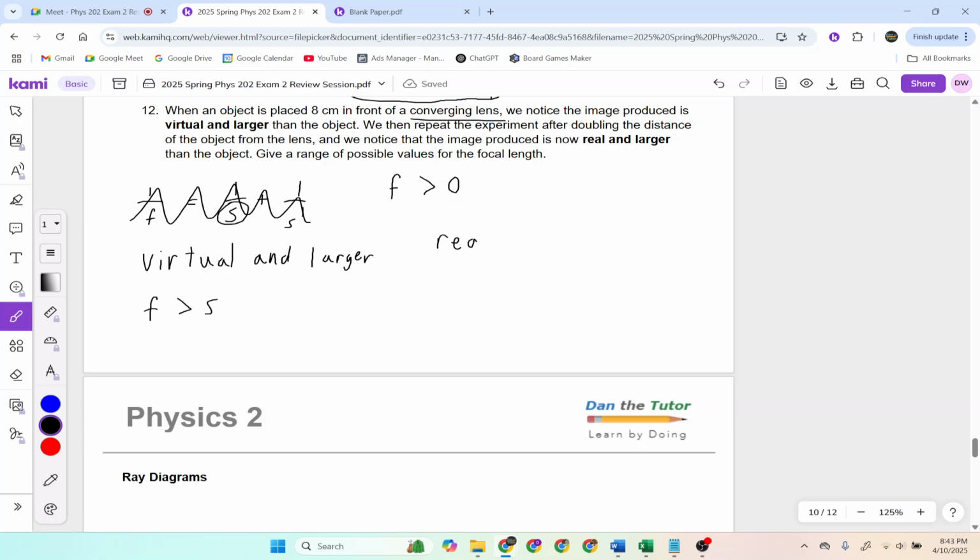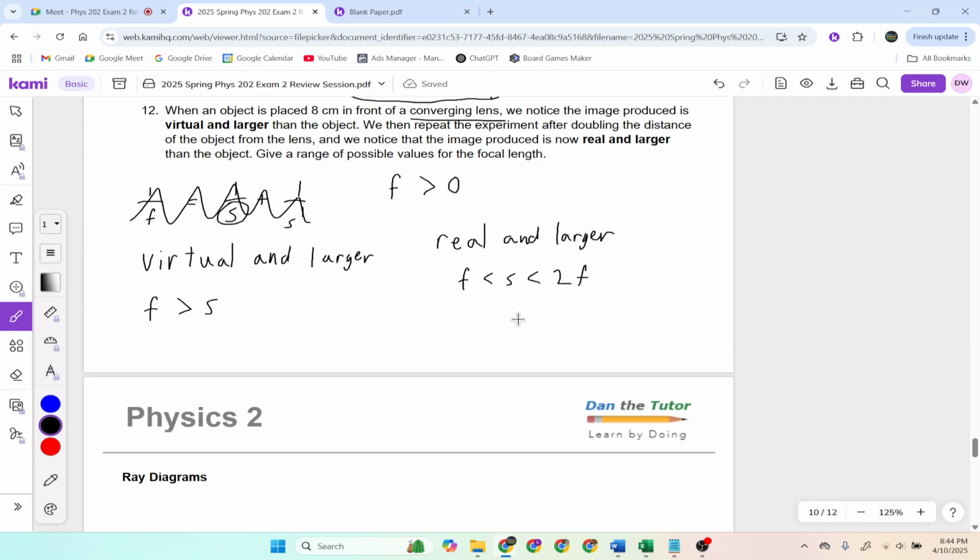Now for the real and larger. For real and larger, I recommend memorizing this, the only way you get this is if f is less than s, which is less than 2f. You need to be in between f and 2f. Where did 2f come from? I don't know either. That's why I say memorize this. If you're wondering what all the ranges do, I'll tell you in a minute.